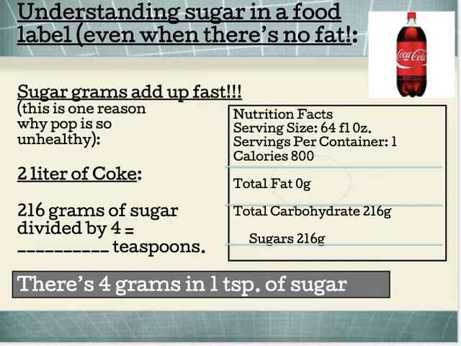Now, if you look at the far right, there's 0 fat. So people look at that like, oh good, this Coke is good for you, it's healthy. But in the serving size, you get 64 fluid ounces, which is 2 liters. There are 800 calories, 216 grams of carbs, and 216 sugar grams. If you take that 216 grams of sugar and divide it by 4, you're looking at the teaspoons of sugar, since there are 4 grams in 1 teaspoon of sugar.